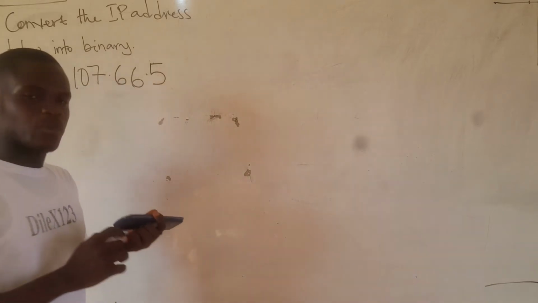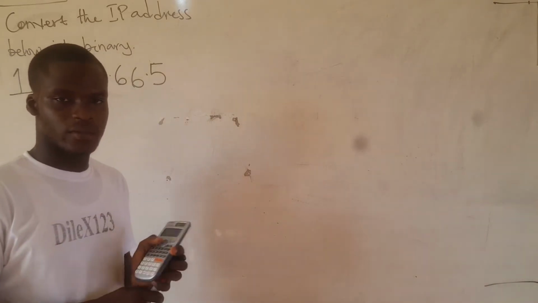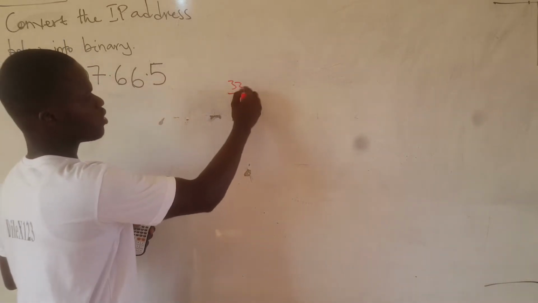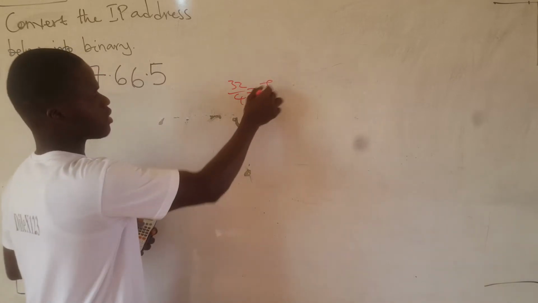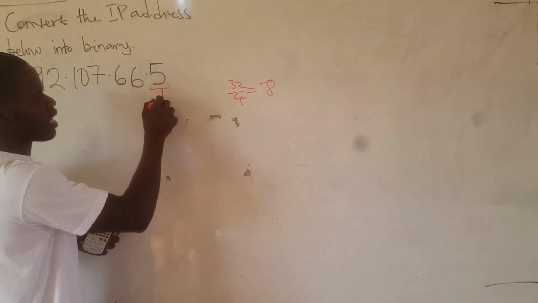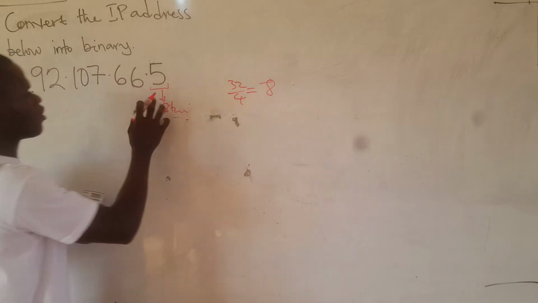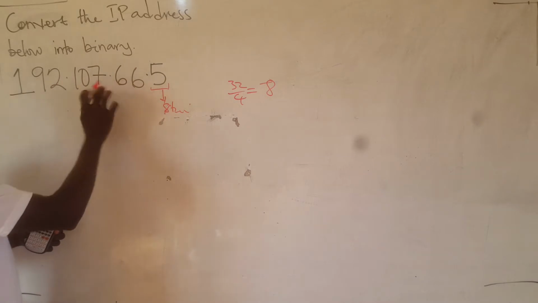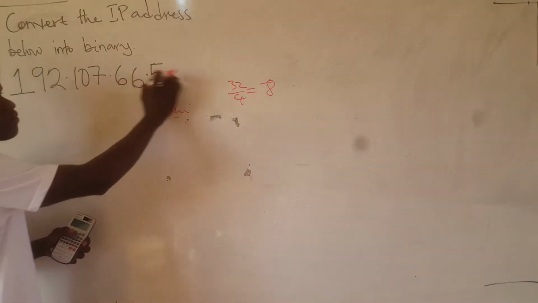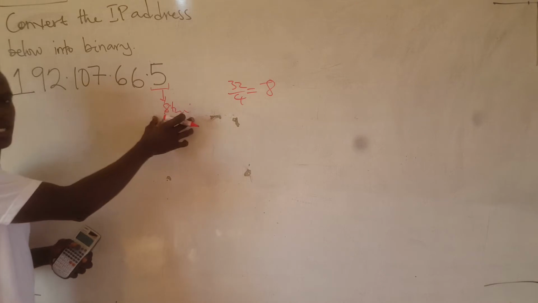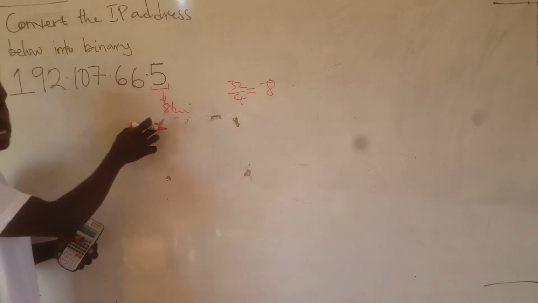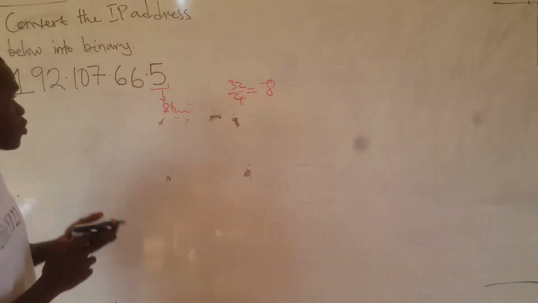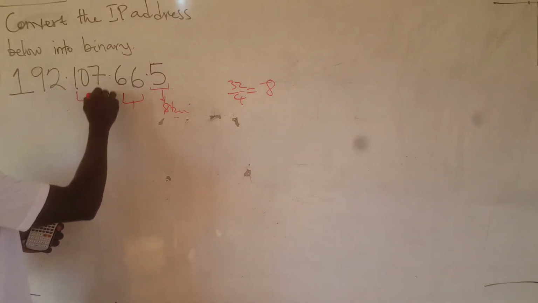IP version 4 can be represented using 32 bits, okay? And with the 32 bits, we divide it into 4 parts. So 32 divided by 4 is 8, meaning that every part must have 8 bits. The decimals or the points here are 1, 2, 3, and the numbers are first, second, third, and fourth. So we represent 5 with 8 bits, 66 with 8 bits, 107 with 8 bits, and 192 with 8 bits. That's what we do. Each of them will have to take 8 bits.